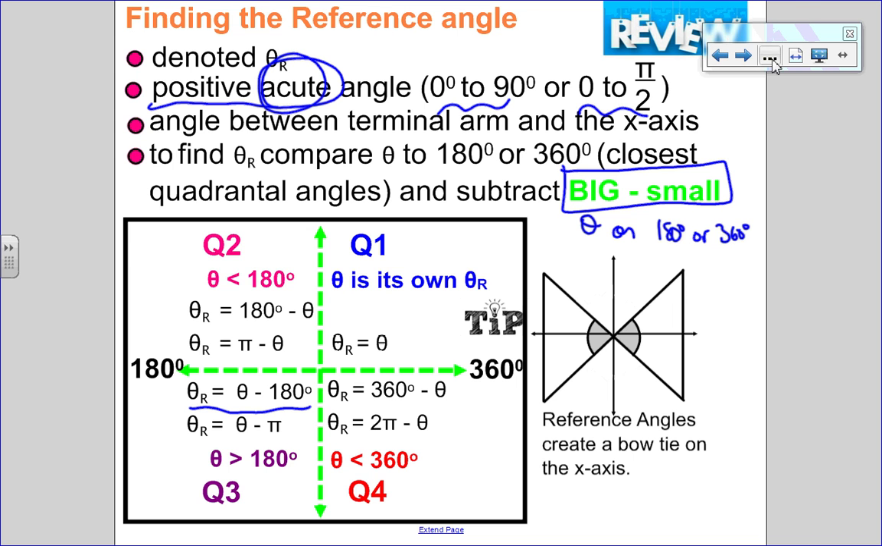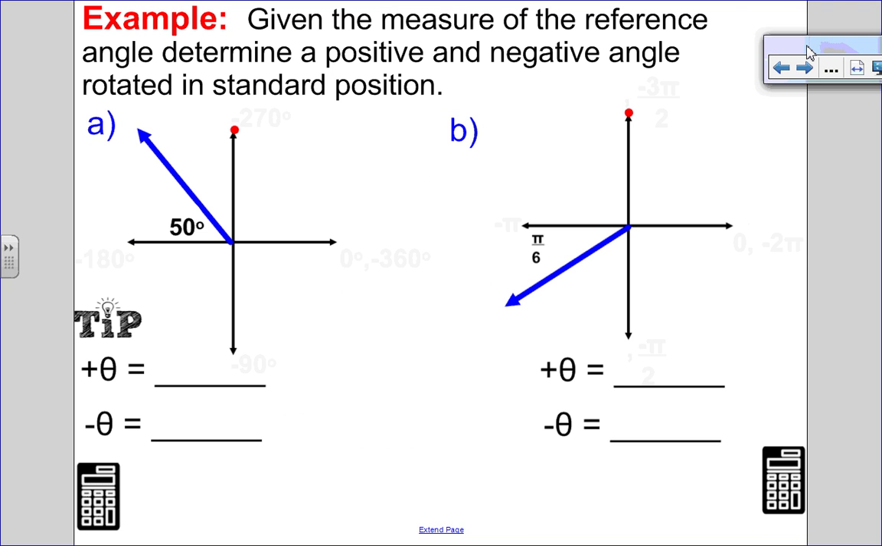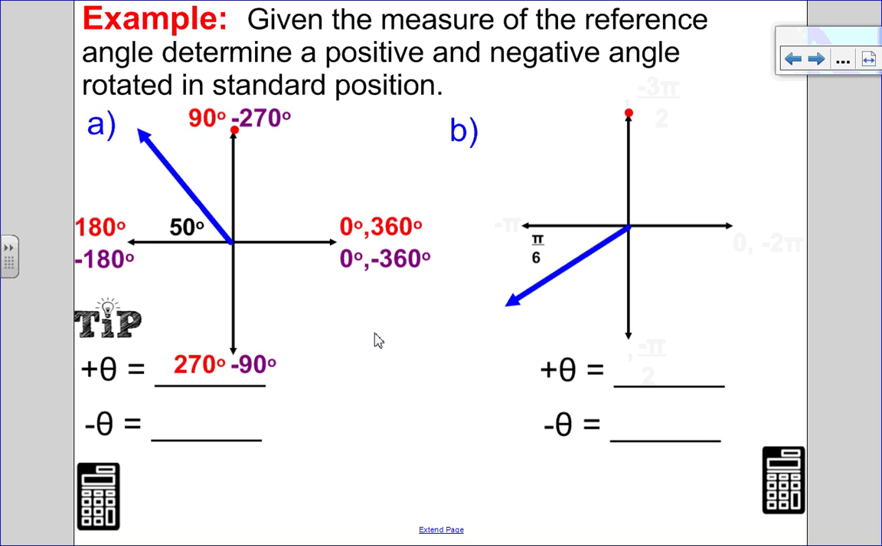Okay, so let's do a question finding reference angles. If I have a 50-degree angle as my reference angle, I want to determine a positive angle and a negative angle in standard position. Okay, so 50 degrees, let's label our quadrants. I'll look at my positives first, which is in the pink. I want to know what this angle is to this point here. So the bigger angle is the 180.